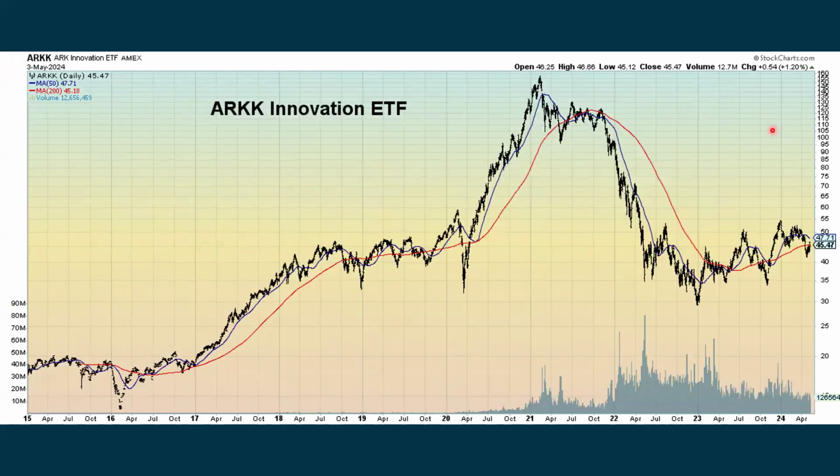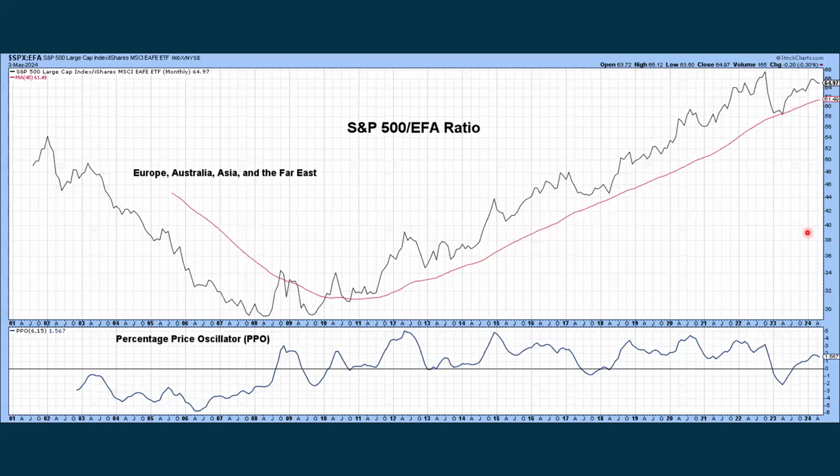ARK, which continues to really struggle right now. It's still in an uptrend, but it's rolling over. It dropped below its 200-day moving average. It is bouncing back a bit, but it's got a long ways to go to get back to the darling state that it was in a few years ago.